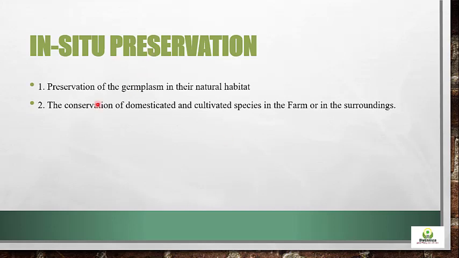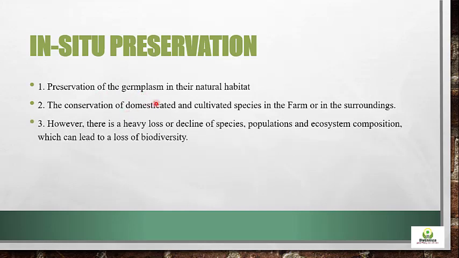So in situ preservation is the preservation of the germplasm in their natural habitat where they grow naturally, and the conservation of domesticated and cultivated species in the farm or in the surroundings. For example, either we have made a farm where there are various species growing, or there is a national park or some other way which is protected somehow. So protection is necessary. What does it mean? That those species should not be lost, or damaged in any other way.